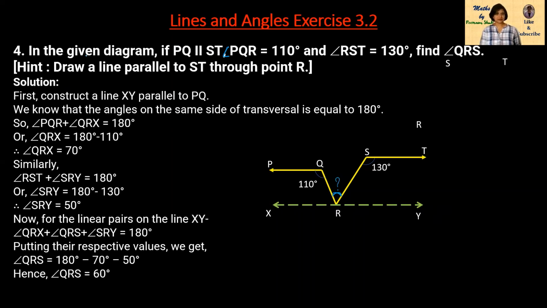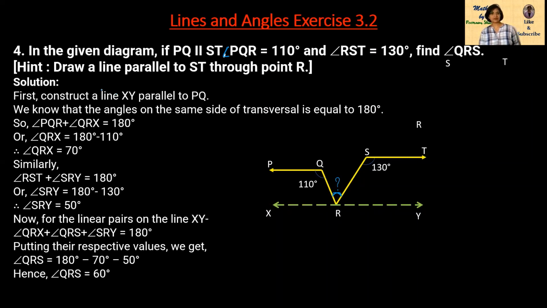So here some hint is given in that question. The hint was: draw a line parallel to ST through point R, which I have done here. Parallel to ST or parallel to PQ, same thing, right? Because these two are parallel. So if you make another parallel line, that line will also be parallel to both.